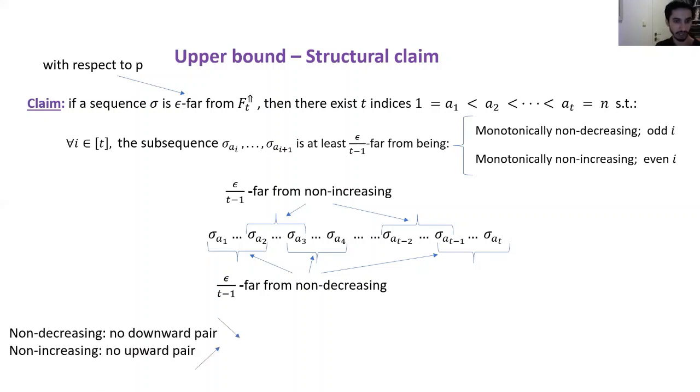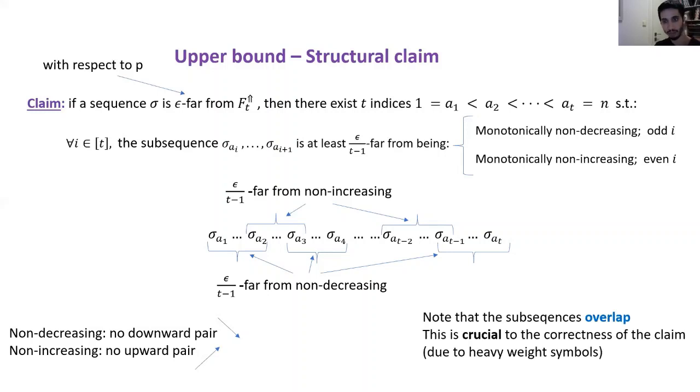And of course, non-decreasing means that there are no downward pairs, and non-increasing means that there are no upward pairs. An important note is that the subsequences are not disjoint, but they overlap. And this is crucial to the correctness of the proof and the claim. Heavyweight symbols might cause difficulties in the case of an arbitrary distribution p.